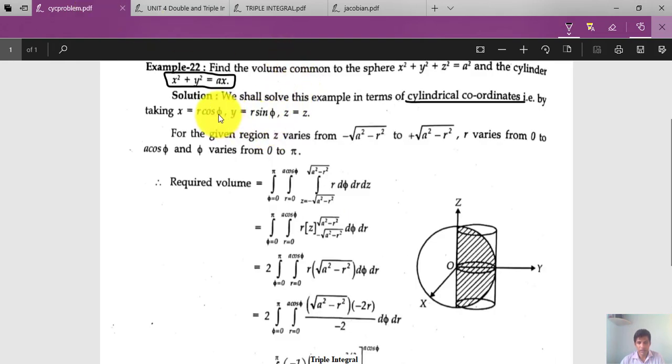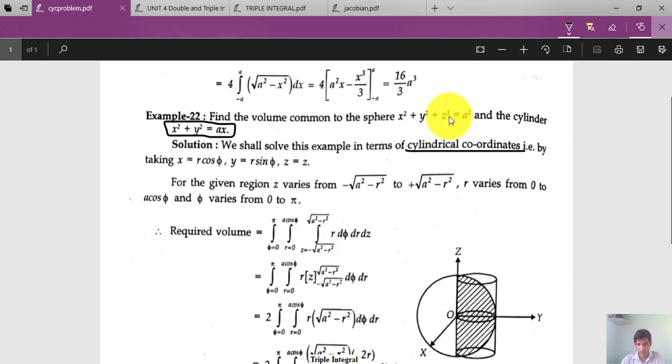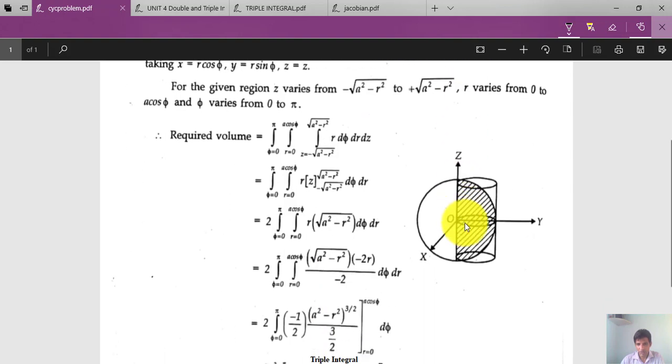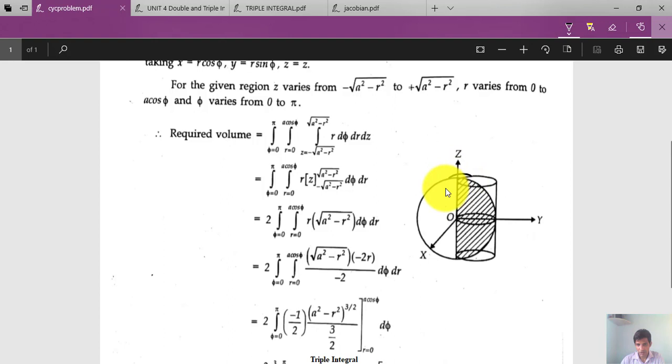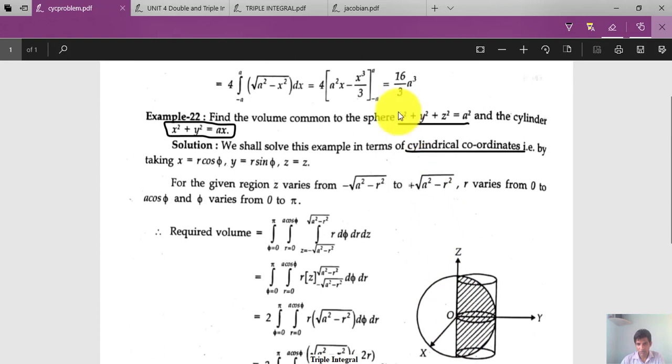Therefore, here I have taken theta, and here they are taking phi. For the given region, z varies from, see here, if you look at this figure, what is happening to z? Z varies from minus square root of, if you take this sphere equation, this part of the sphere. So what is happening for the sphere, if you take this equation?